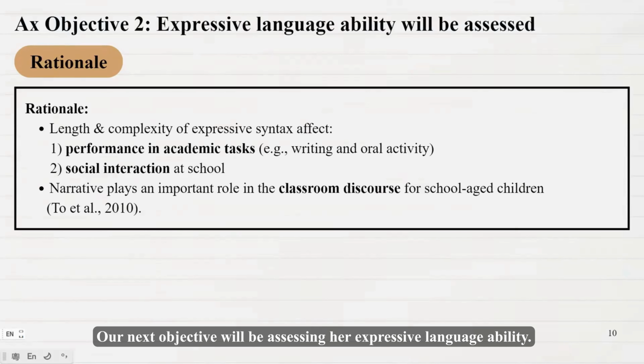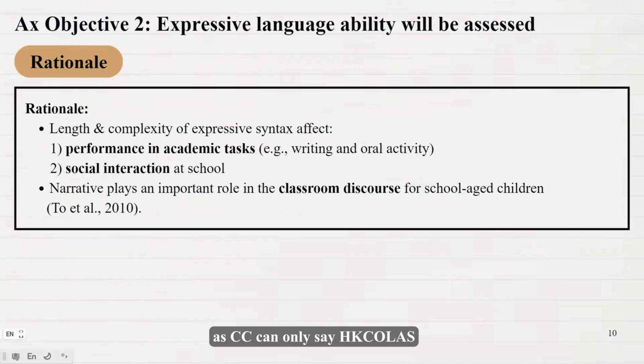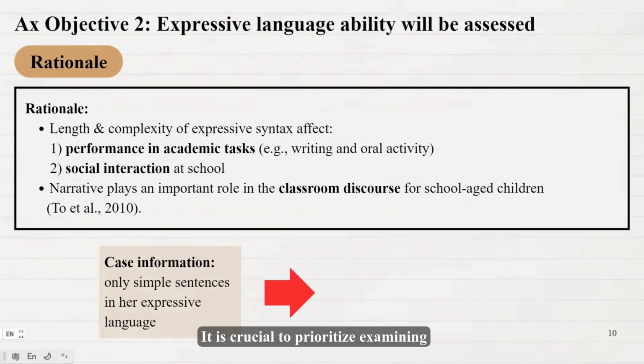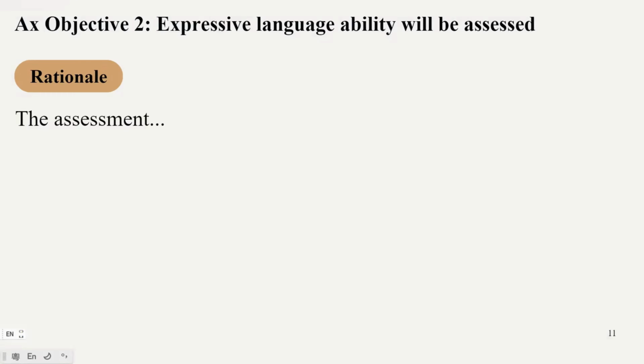Our next objective will be assessing her expressive language ability. The complexity of expressive syntax affects her academic performance and social interaction. Narrative also plays an important role in classroom discourse. As Cici can only say simple sentences, it is crucial to prioritize examining Cici's breakdown levels in her expressive language.